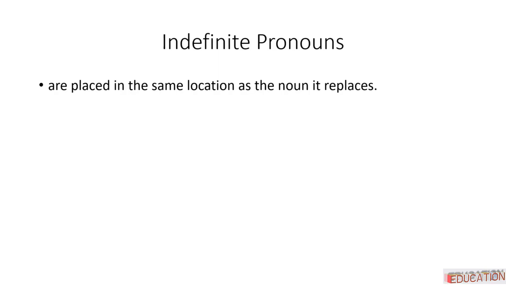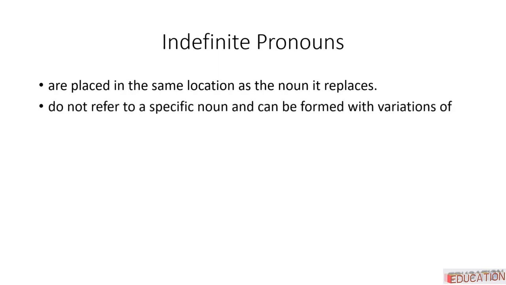Indefinite pronouns are placed in the same location as the noun they replace. And they do not refer to a specific noun and can be formed with variations of any, some, every, and no. And we'll look at each of those in turn.